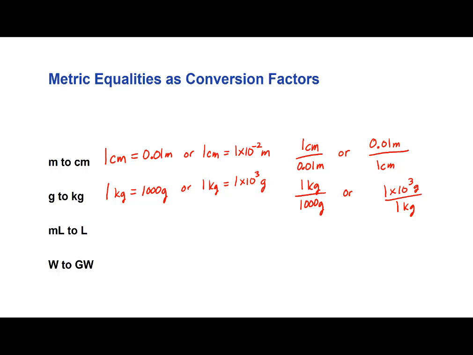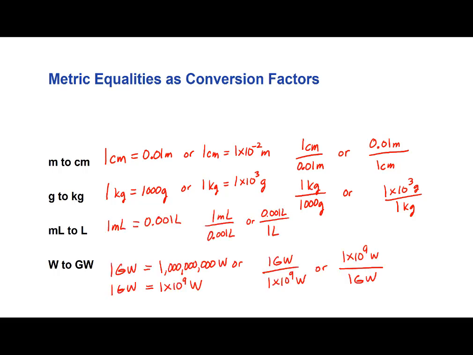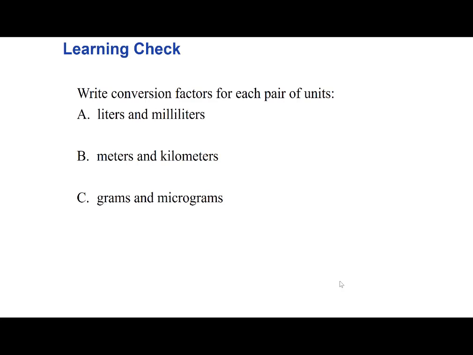I can do milliliters to liters, and then watts to gigawatts. You can see I've chosen to use 1 times 10 to the 9th watts per gigawatt, because it's much easier to write that number in scientific notation. It's not required though. You could also write out 1 billion watts per gigawatt.